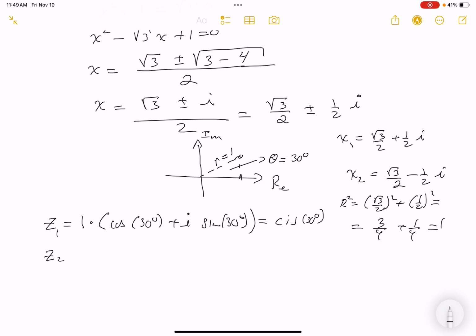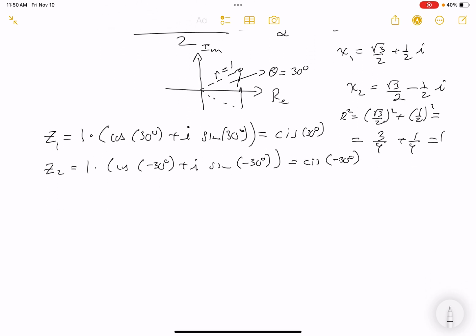z2. Well, if I visualize z2, it looks sort of like this over here. And the angle now is going to be minus 30 degrees. So I think I can write that down pretty quickly, by the way. Cosine minus 30 degrees plus i sine minus 30 degrees. We can also write this down as CIS, which stands for cosine of theta plus i sine of theta, and that's going to be minus 30 degrees. All right? So what do we got to do? I got to figure out what the 100th power of it is. And you're going to use de Moivre's theorem to do it.